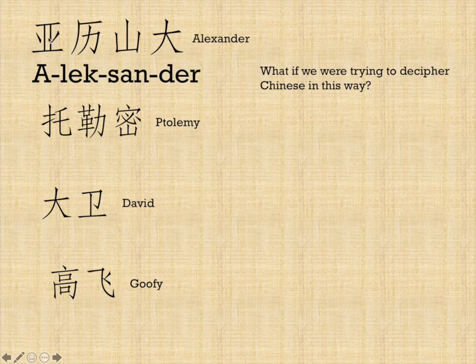Now, if you happen to be a Chinese speaker, you will know that this is not A, but it does have an A sound in this character. This is not Lek, but there's an L at the beginning of it. Now this is pretty close. We have sun, and this is actually shan, so not too far. And then we have der. Well, we know that this has a D sound in it, but it is not der, but it's close.